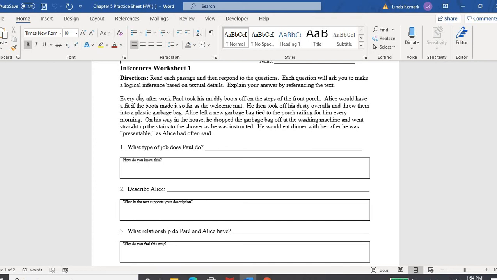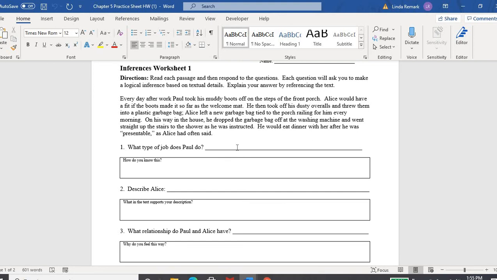In this case, you're going to read the paragraph and it's going to ask, what type of job does Paul do? Based on the paragraph, what do you think? How do you know that? Describe Alice. Why would you give her that description? And what relationship do they have? They're going to give you clues, like his muddy boots, dusty overalls. Threw them into a plastic garbage bag. Alice left them on the porch railing every morning. Then he went to the washing machine and went straight upstairs to the shower as he was instructed. He would then eat dinner with her after he was presentable.